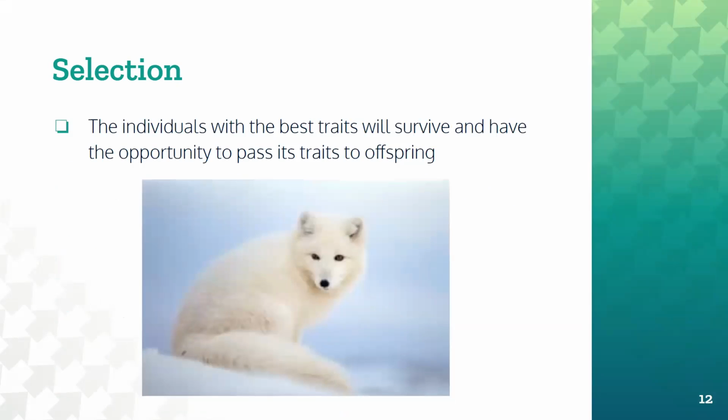Selection is where the individual with the best traits survives and has the opportunity to pass their traits to their offspring. Take this Arctic fox, for example. There are many species of foxes, and I commonly think of foxes as red or orange. But this species of fox evolved through natural selection to have a white coat so that it can camouflage with the snow, while the other foxes with orange or red coats would stand out and be found by their predators.